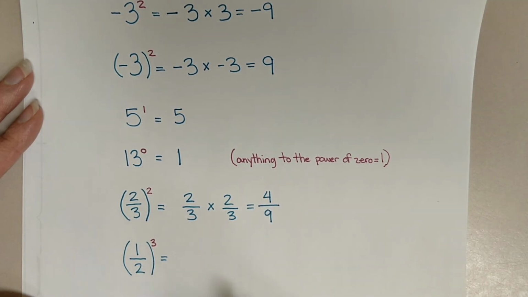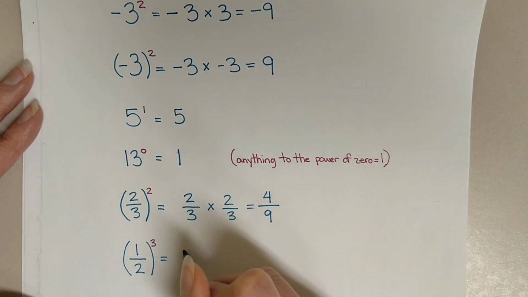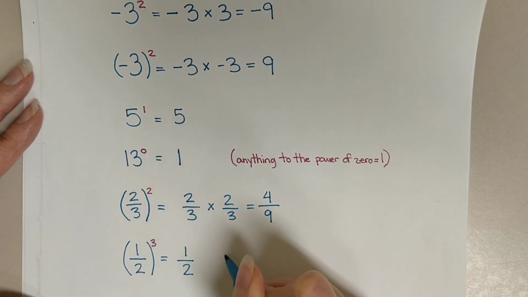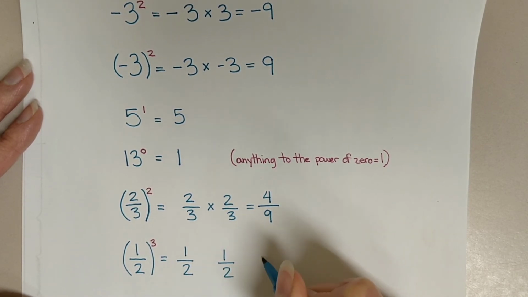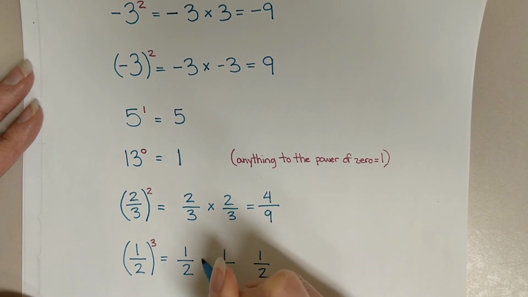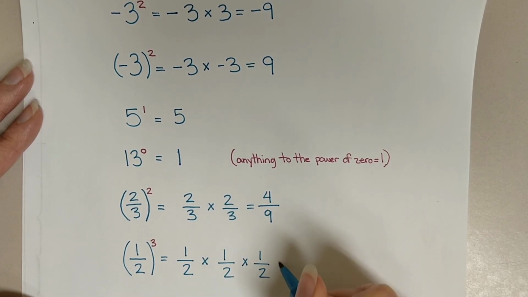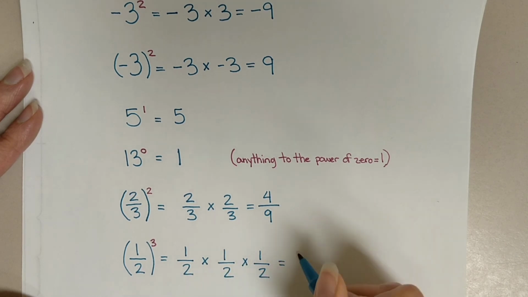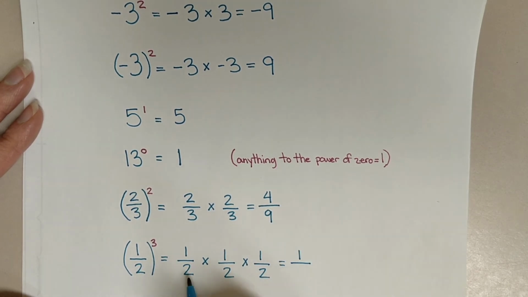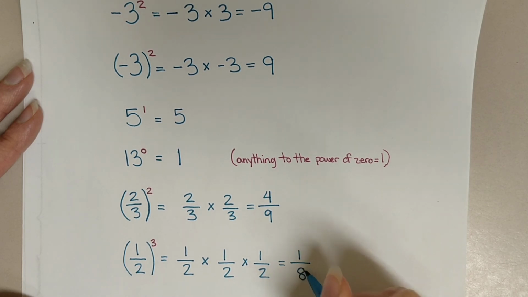We'll do one more example with a fraction. In this case, our exponent is 3, which means we are going to multiply 3 bases together. So we're going to write out 3 bases, and we're going to multiply them together. 1 times 1 times 1 gives us 1. 2 times 2 gives us 4, times another 2 gives us 8.